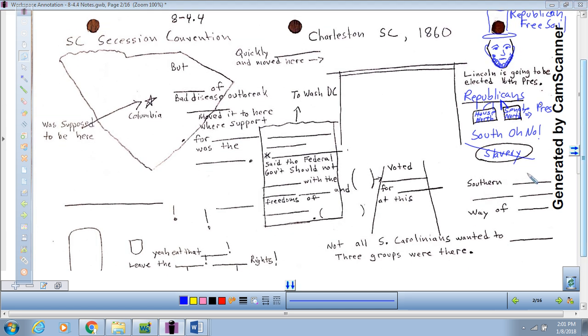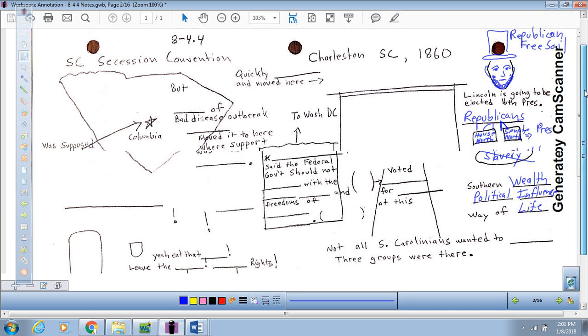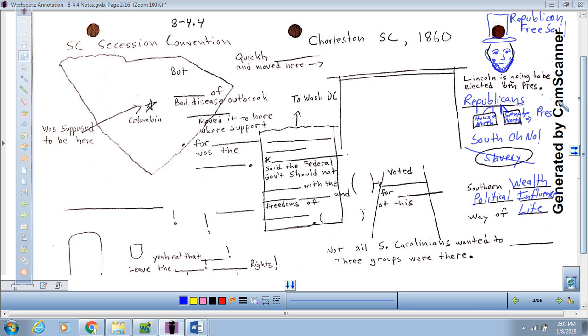So, the South says, oh no, slavery ends, there goes our wealth, because the great wealth the South experienced was because of slaves. There goes any political influence we have. And as far as those that rely on slaves in the South, there goes our whole Southern way of life. So, the election of Abraham Lincoln was pretty much the last straw for the South.